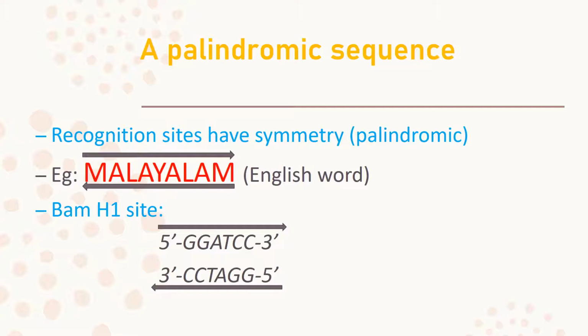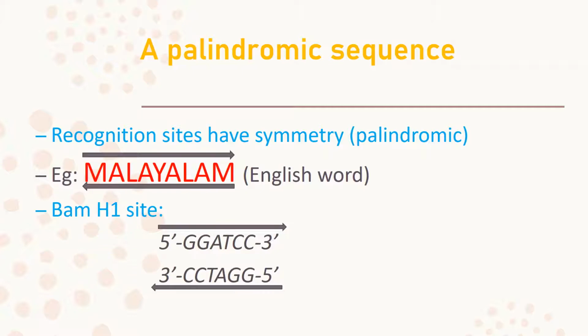Palindrome sequences are anything which reads the same in opposite directions. In English, if we read the word Malayalam from this end to that end, it will be read the same. Here in DNA palindrome, it is slightly different because our DNA is double-stranded. Let us take an example of DNA palindrome.